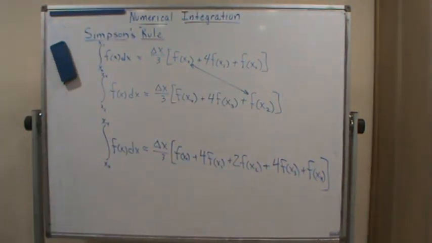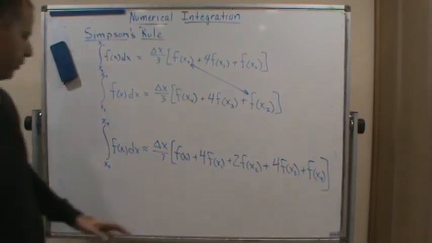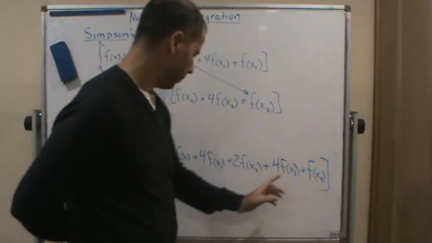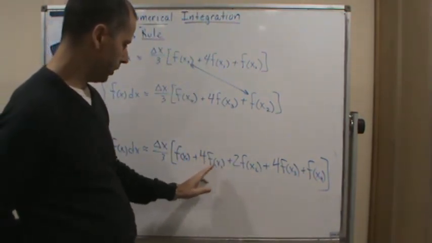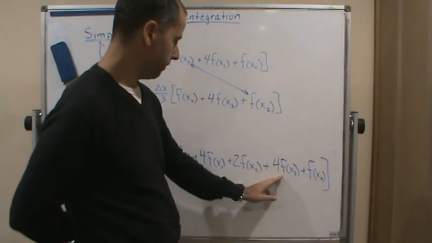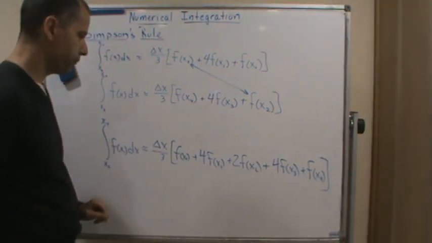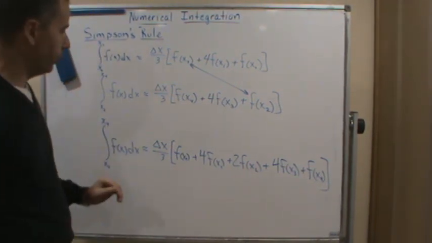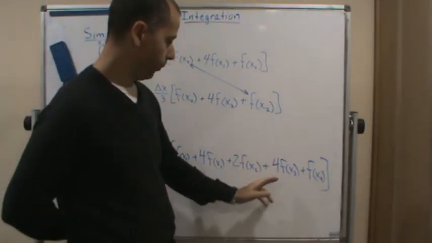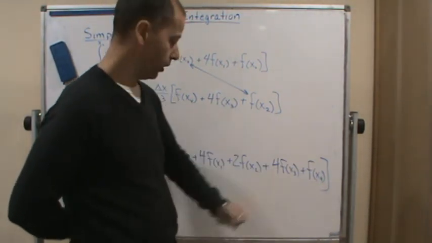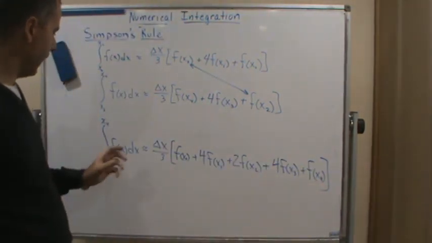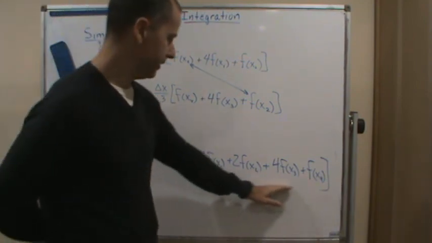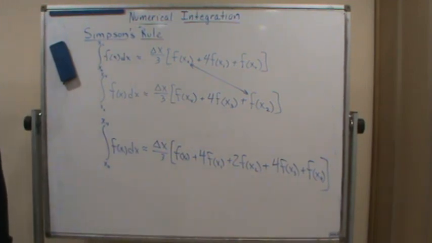And now you see the pattern. Notice that it starts with 1, ends with 1, and in between it goes 4, 2, 4. This is the pattern, so it continues on. If we went to another one, you would end up with 4, 2, 4, 2, 4. Every time you expand this, the pattern will continue on. So this is Simpson's rule.